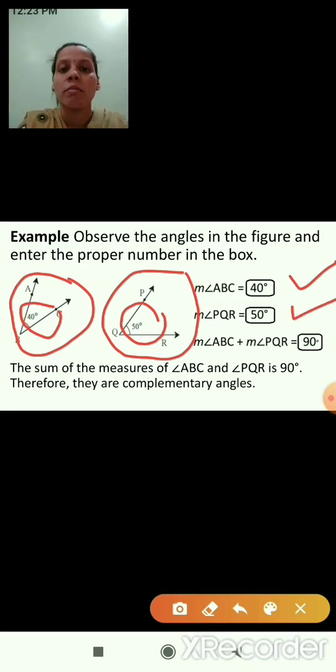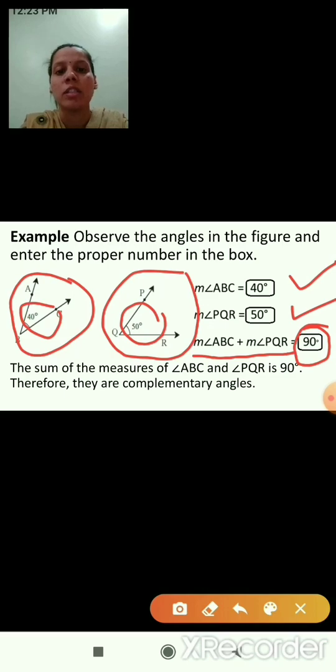Now the third one, the measure of angle ABC plus the measure of angle PQR. The measure of angle ABC is 40 degrees and the measure of angle PQR is 50 degrees. So 40 degrees plus 50 degrees is equal to, what is 40 plus 50? Correct, 90 degrees. So the sum of these two angles is 90 degrees, so they are complementary angles.